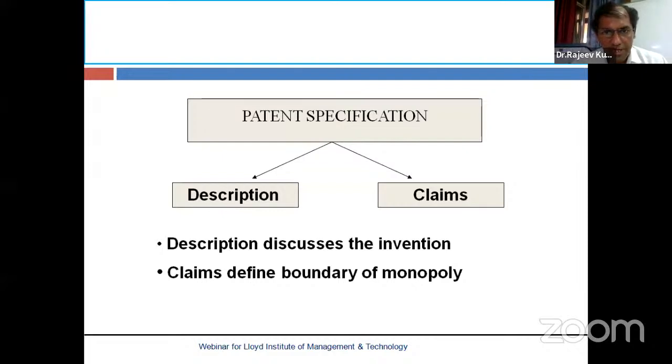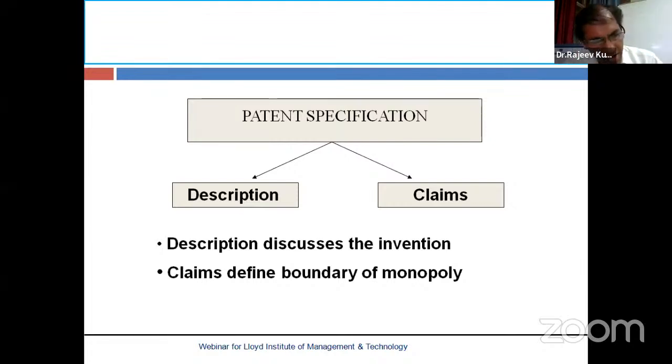There are two broad categories in which you can separate your specifications. That is, one is description and the other is claims. So description is something which is written to enable your claims. So whatever you are claiming should be completely enabled in the description.